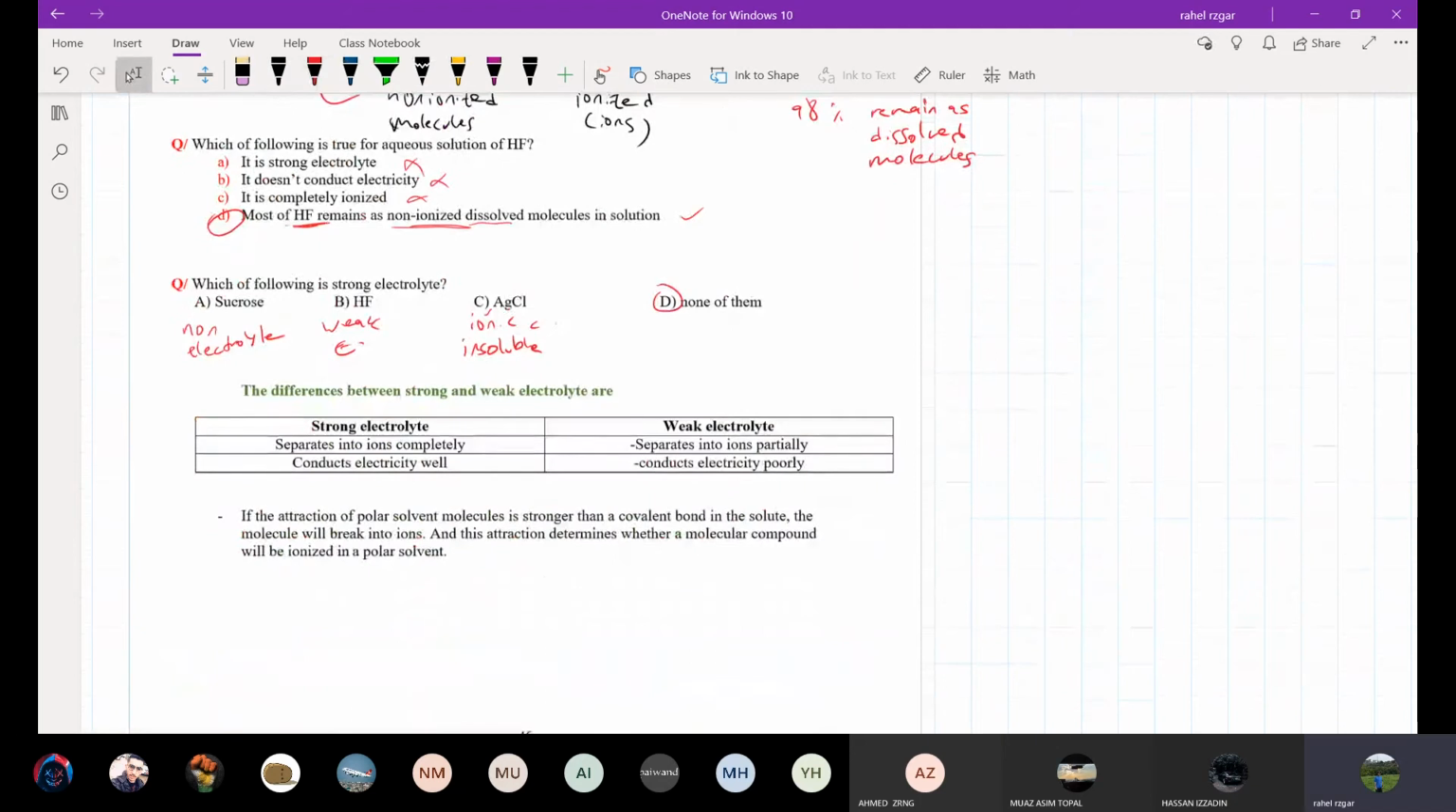So again, this explanation I have explained it before. If the attraction of the polar solvent molecule is stronger than the covalent bond in the solute, it can attract and break the covalent bond, and attraction determines whether the molecular compound ionizes or not. So if there's a good attraction and it can break the covalent bond, then it will ionize.